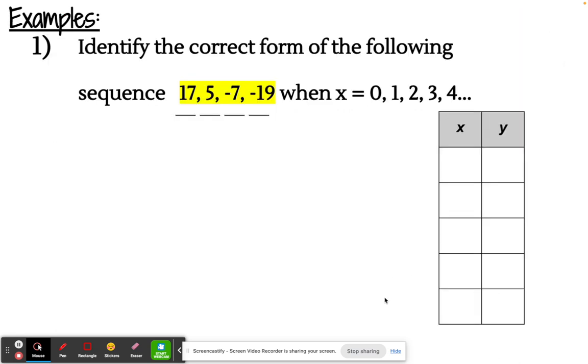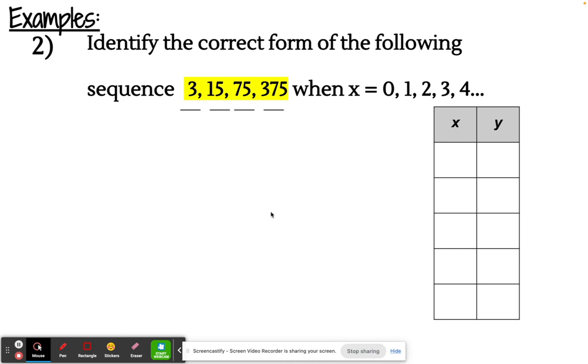Okay, now it says identify the correct form of the following. One thing I want to point out, it tells me that these values are when x equals 0, 1, 2, 3, 4, etc. So it's telling me that one of these terms is my 0 term. It's telling me my y-intercept in this case because it has that 0 there. My first term is going to be my 0 term, and that is 3.